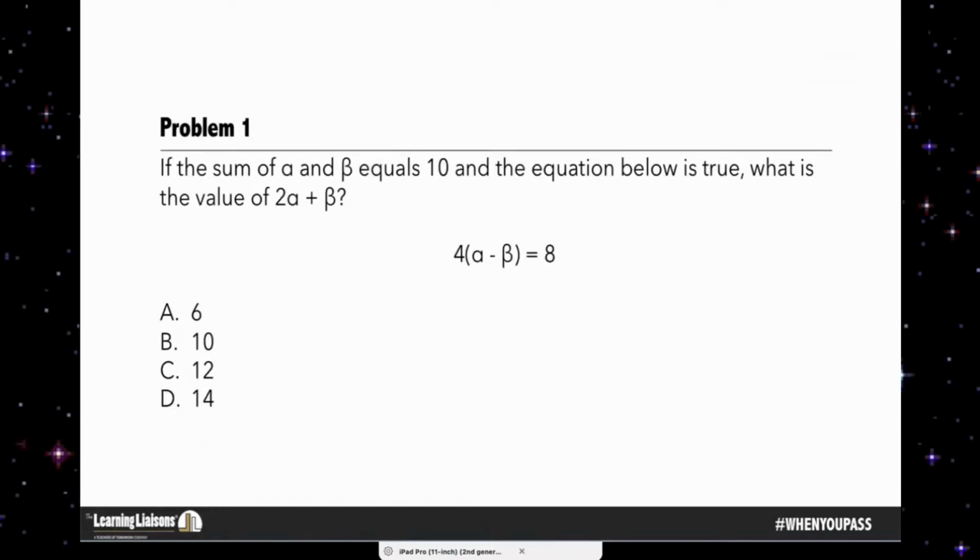If the sum of A plus B equals 10 and the equation below is true, what is the value of 2A plus B? 4 parentheses A minus B equals 8.